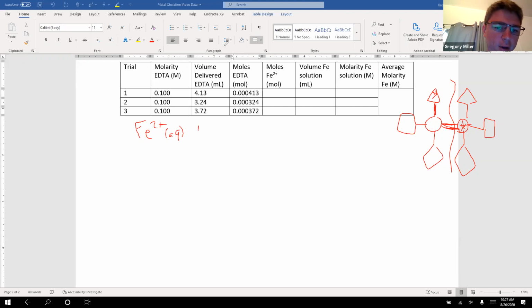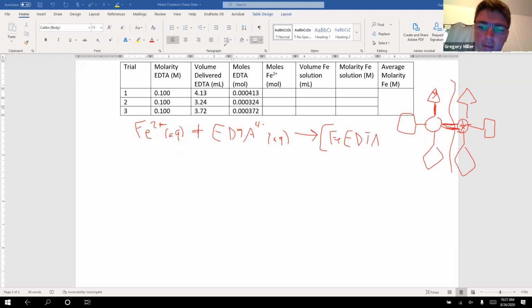The iron 2 ion reacts with the fully deprotonated EDTA. Again, we want to do complete chelation, so we need it fully deprotonated to give us this iron EDTA complex. This is not one of your normal reactions, so I would not expect you guys to be able to generate this. This is why I provided it to you. But if you look, all of the coefficients are 1-to-1. We have no numbers written, so we assume they're all 1-to-1. And that means we can, for the first one, start all the way back from the volume of EDTA.